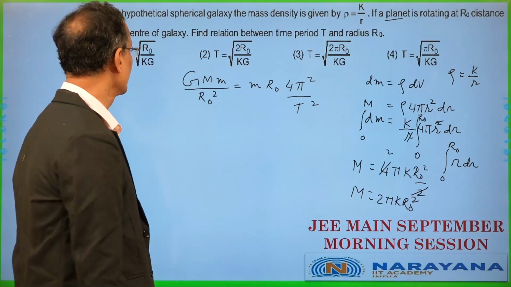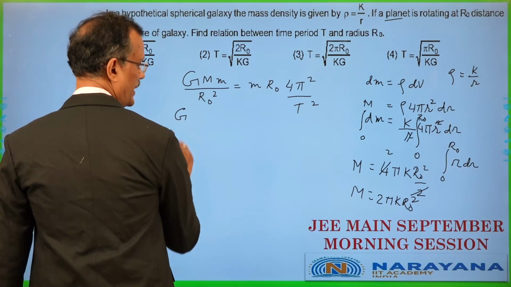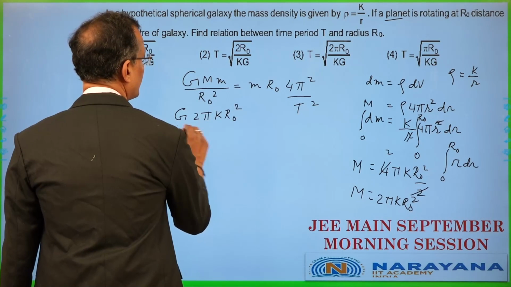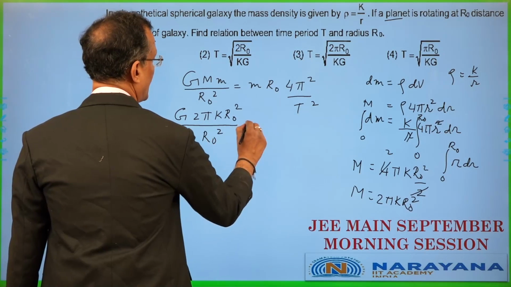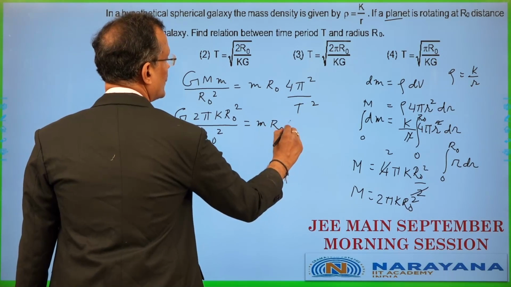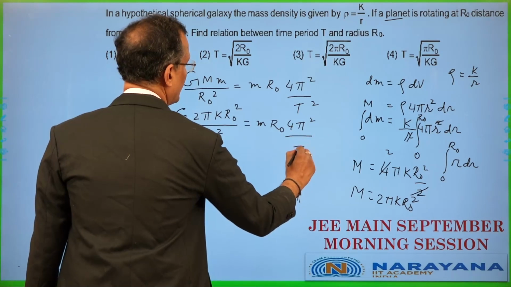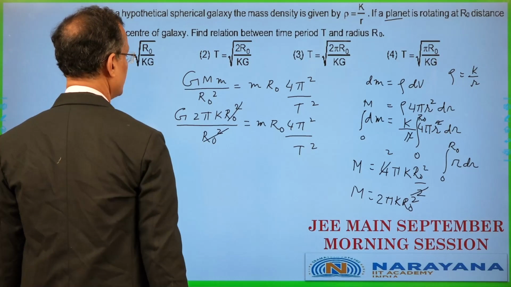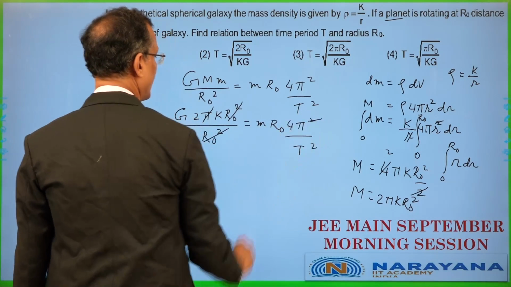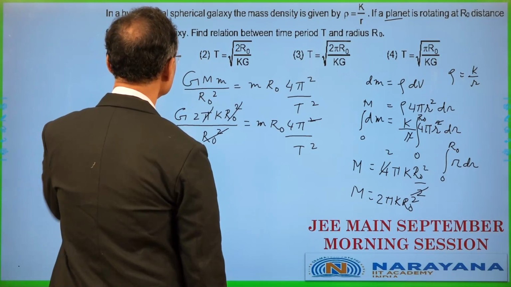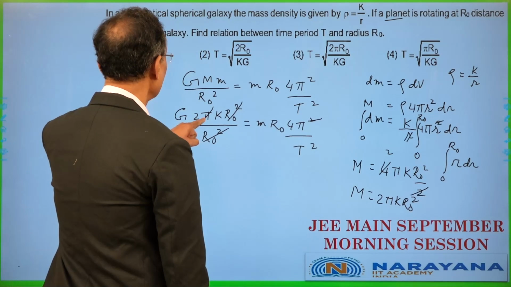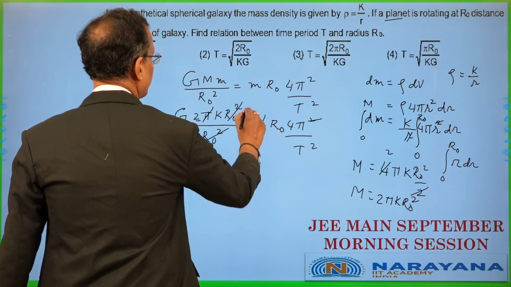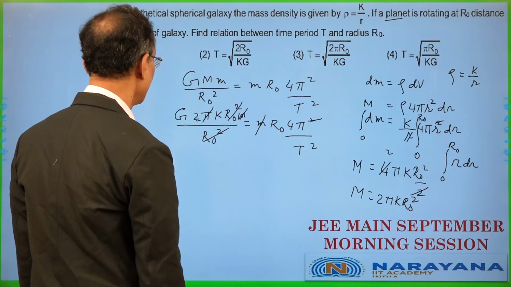Now capital M value you can substitute. You will have G 2 pi K R naught squared by R naught squared, M R naught 4 pi squared T squared. Now R naught squared I have removed, 1 pi I am removing. Okay, and you have taken G M 2 pi K R naught squared by R naught squared. Here is one more M. This M is cancelled. Clear?